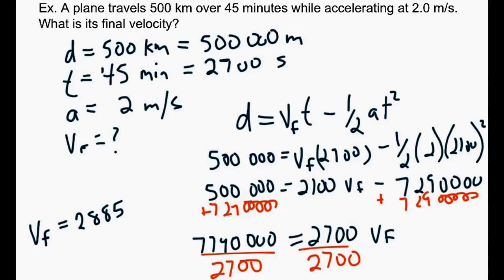So 2,885 would be our correct answer, and that would be in meters per second, which is super big, but that's okay. We'll just leave it for now. And obviously we'd want to round it off to 2 sig digs, so we'd put it as 2.9 times 10 to the 3. But because this is a bad question, we'll just leave it there.